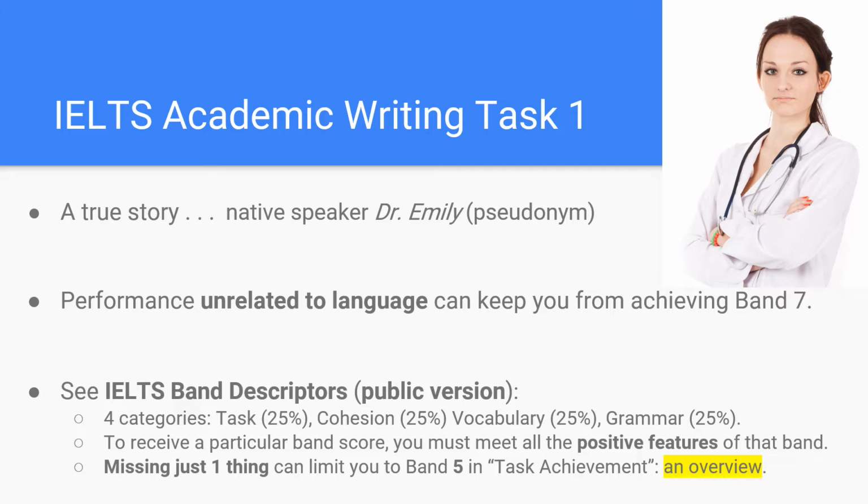As we'll see in our next slide, there are 4 parts to how the examiner rates your writing, and each of those accounts for 25% of your score. The organization you use in your writing, the accuracy of your grammar, and the way you use vocabulary each make up 25%. But the final 25% is how well you completed the task. As Emily found out, native speaker grammar, perfect spelling, and flawless organization were not enough. She missed something in the task that's very important in getting a high score: a clear overview.